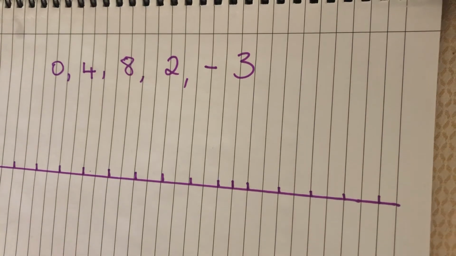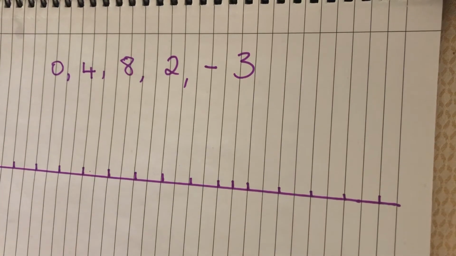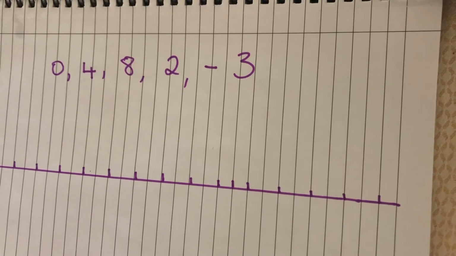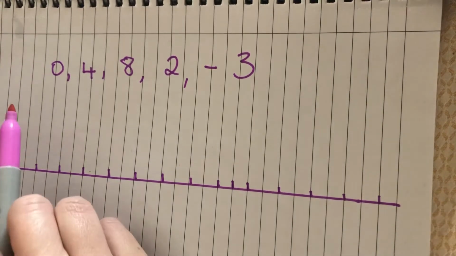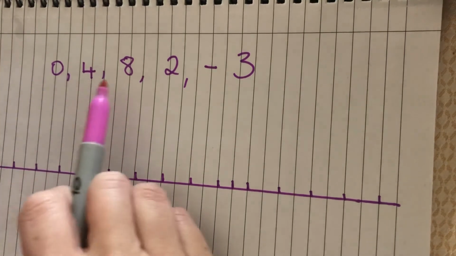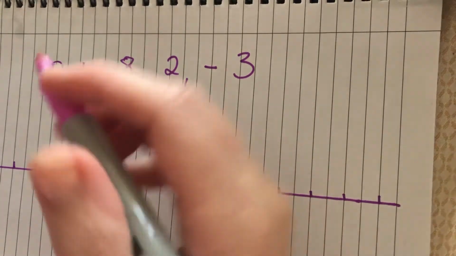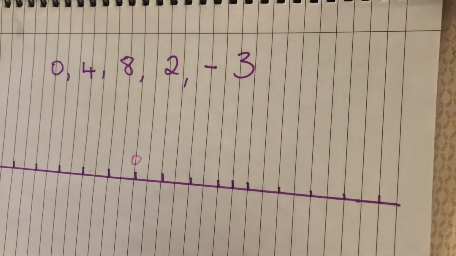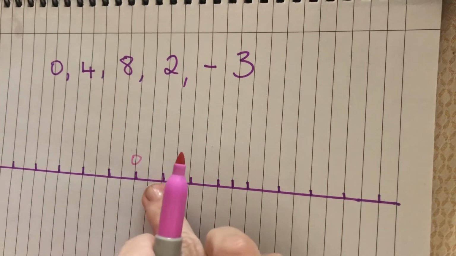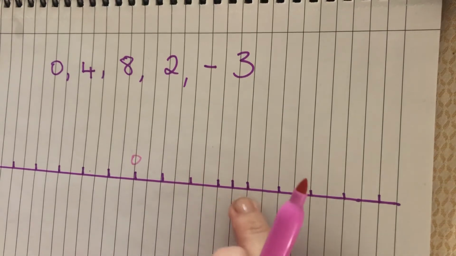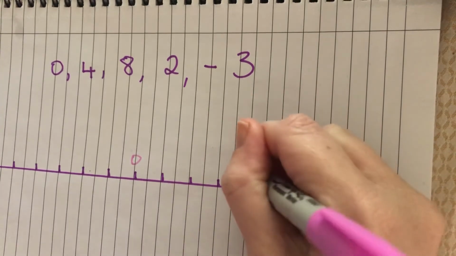The first way you could do it, and it's probably the way that as year 7s you are automatically going to do it, is you can go, okay, look at these numbers. I've got 0, 4, 8, 2, and -3. Well, 0 is always in the middle. 0, then 1, 2, 3, 4.